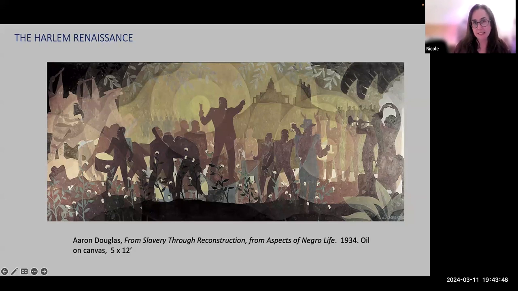Douglas developed a distinctive style that he termed geometric symbolism. It blended contemporary modern art's flattened spaces with the narrative clarity of Mexican muralists. His series, Aspects of Negro Life, painted for the New York Public Library's 135th Street branch during the early years of the Great Depression, stood as a beacon of hope amidst the fading dream of the Harlem Renaissance that began to happen under the weight of economic turmoil.